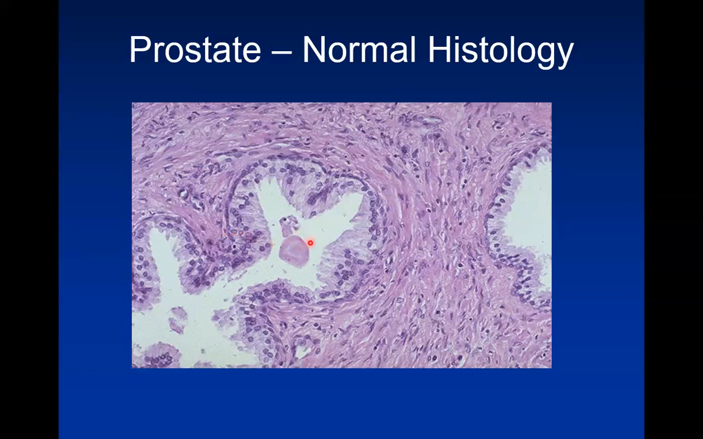There are also these concretions. They are simply prostatic secretions that have solidified a little bit and present as these laminated structures known as prostatic concretions, or corpora amylaceae. They do not really have any clinical significance, but when you see them, you know where you are, in case there was a question about where the tissue is coming from.